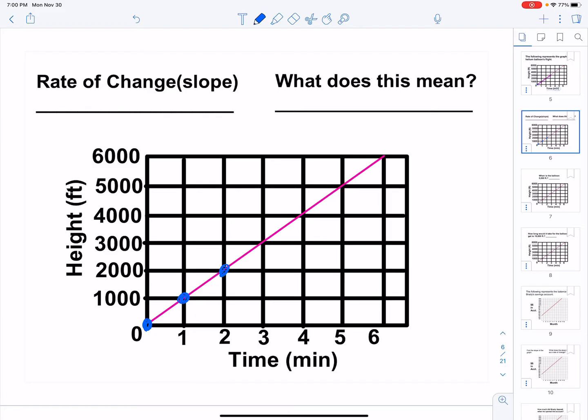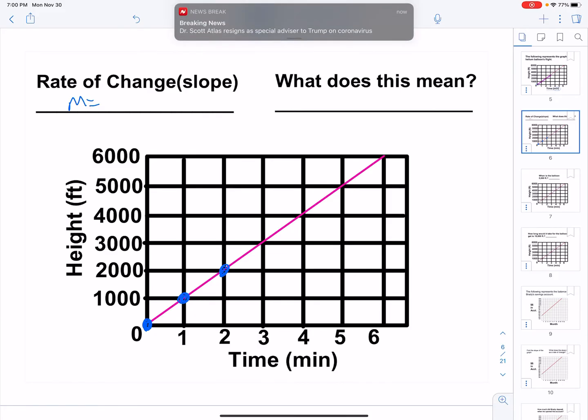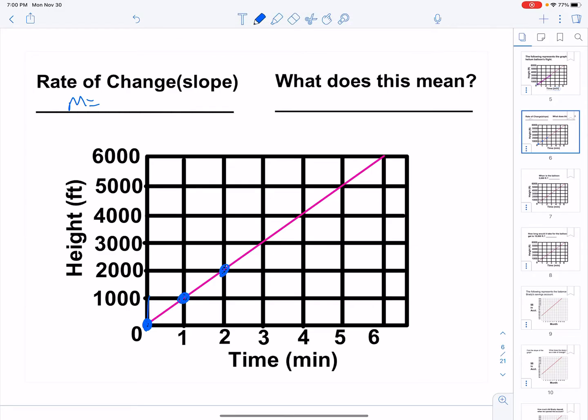So for this one right here, our slope is m equals, well, what did it rise? It rose 1,000 feet with a time of 1 minute. So our slope then is 1,000 over 1, which is just 1,000. And the way we would write this would be feet per minute. And that's how we would do our slope.